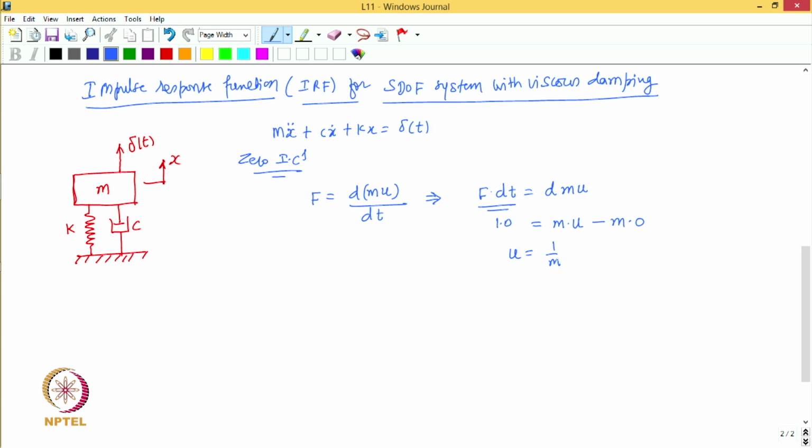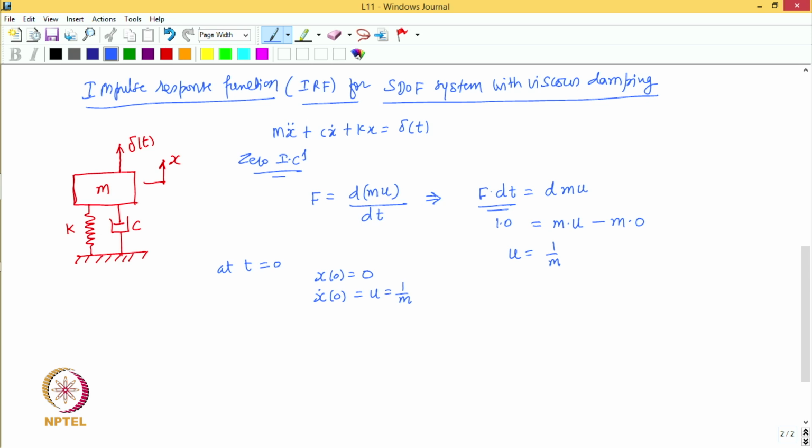So, this means that once the impulse has been applied, if that time is designated as t is equal to 0, then at t is equal to 0 the displacement is 0 and the velocity, that is x dot, is equal to u, which is basically 1 by m. So, this basically gives us the conditions on the mass m just after the impulse has been applied.